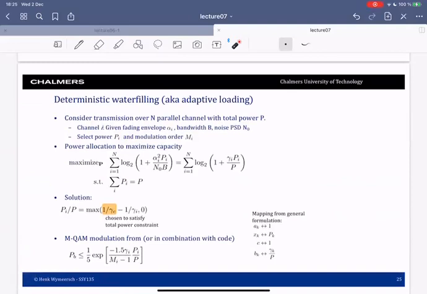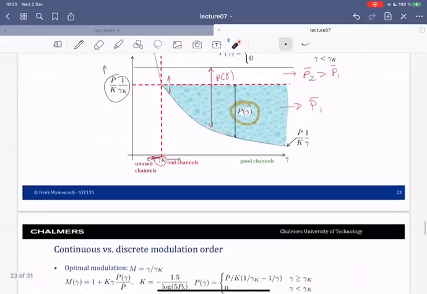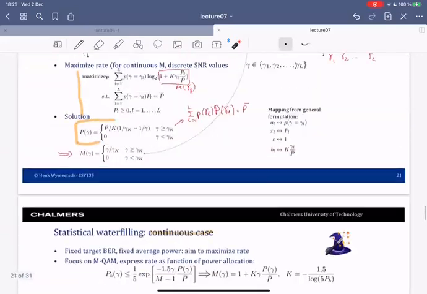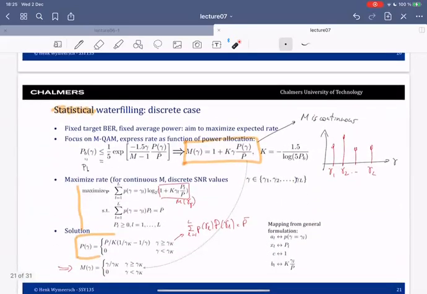What we've seen so far is statistical water filling. This was what we've seen here, where we have an average power constraint. This means that over time, we need to make sure we don't spend more than our average power. We can allocate a lot of power now, but that means that later we cannot allocate so much power anymore because we've spent it.